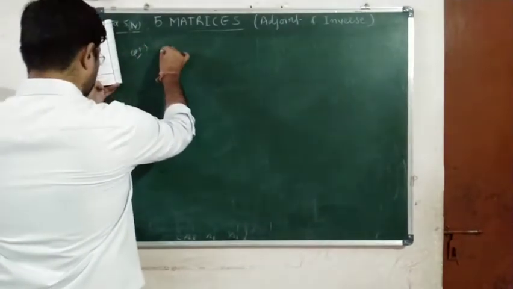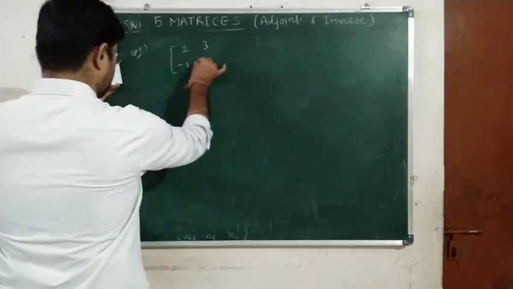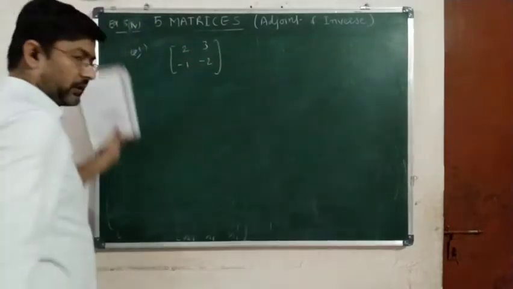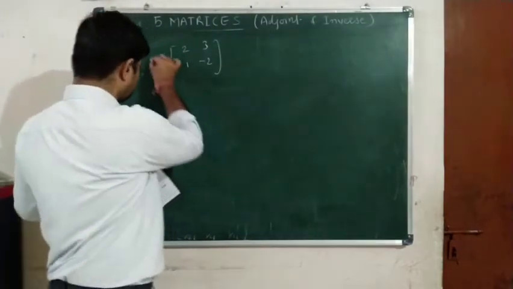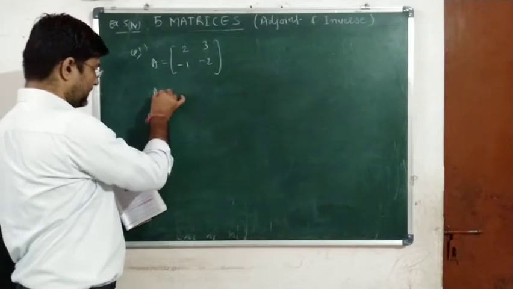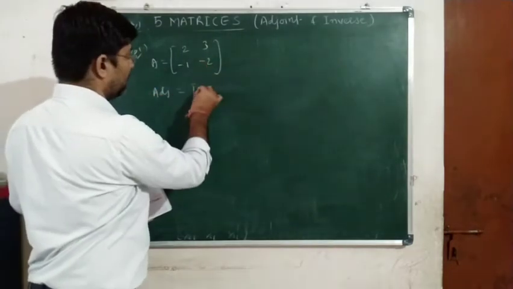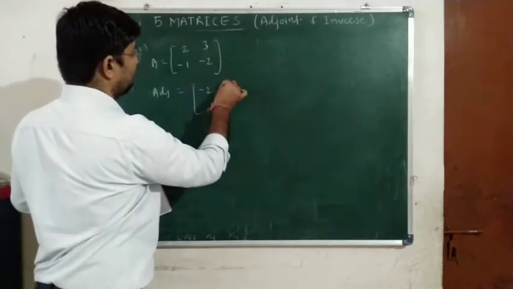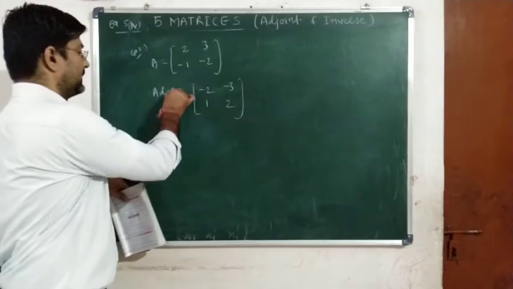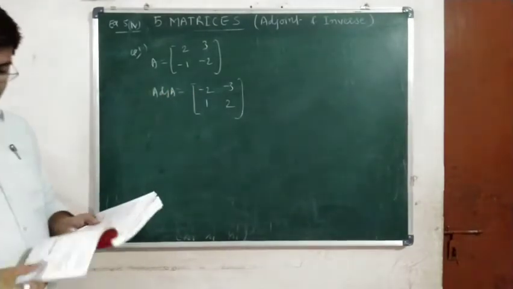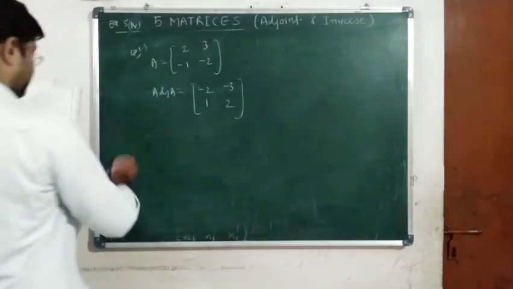Number one, we have to find the adjoint of the matrix [2, 3; -1, -2]. Okay, we know how to find adjoint. If this is matrix A, then adjoint will be obtained by interchanging the diagonal elements and by changing only the signs of the off diagonal elements. This is adjoint of A. Clear? So this is the first question. Now let us solve the second question.